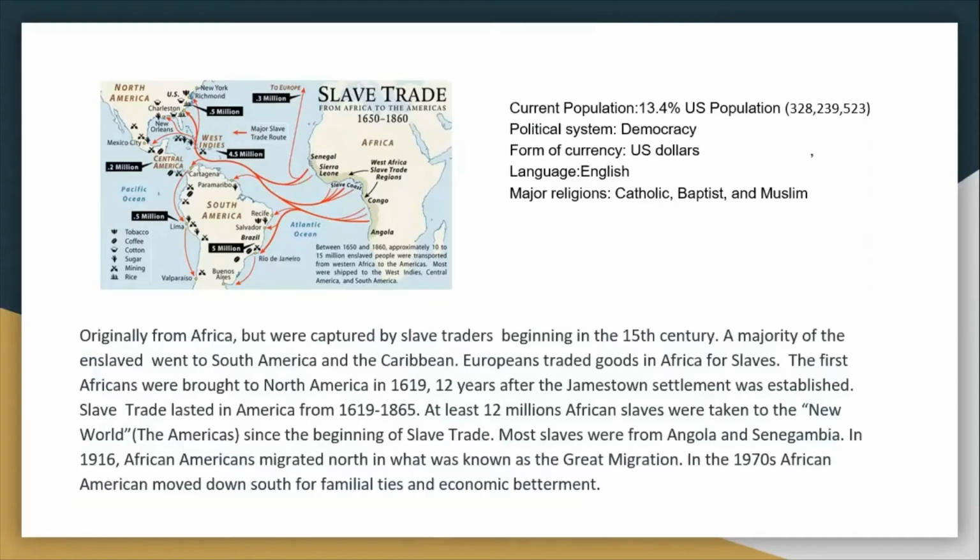The African Americans were originally from Africa but were captured by slave traders beginning in the 15th century. A majority of the enslaved went to South America and the Caribbean. The Europeans traded goods in Africa for the slaves.